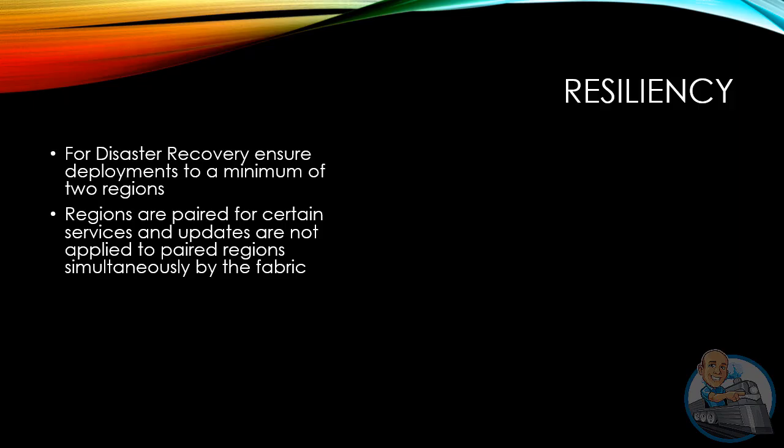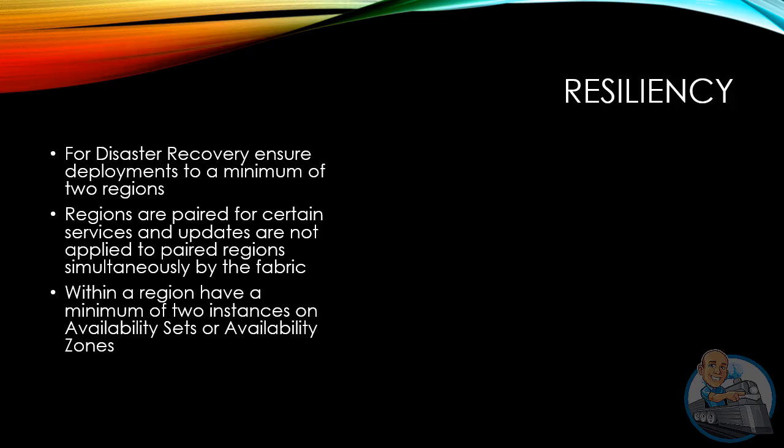Now those regions, as I said, are paired. Within a region, I should still have multiple instances of my workload. I can use availability sets or availability zones. And don't forget, we need both. I need disaster recovery and I need high availability. Within a region, I'm really thinking high availability. I want resiliency from patching, from node problems, from rack problems, maybe even a data center problem. Then I think DR, some region level outage.